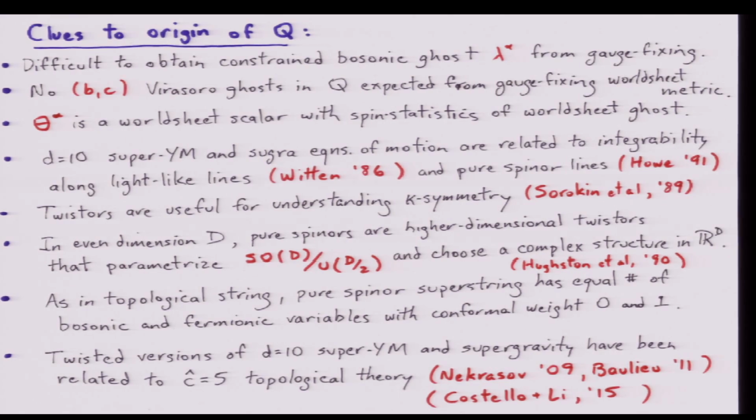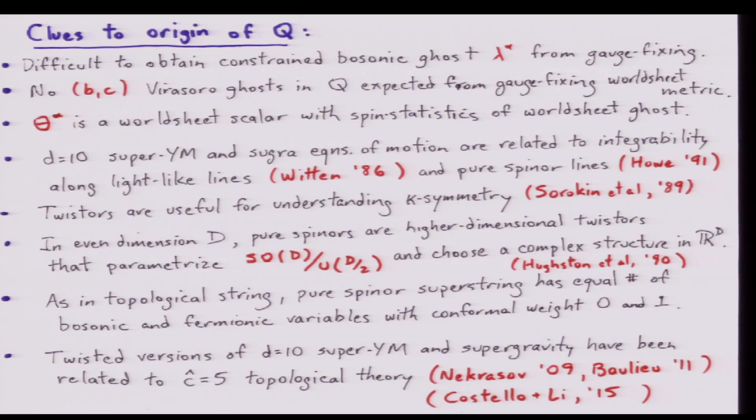Were first shown, in fact, by Witten in '86, that integrability along light-like lines gives the super Yang-Mills equations of motion and supergravity equations of motion. And Paul Howe showed that integrability of pure spinor lines. And in fact, this was the first place that twistors appeared in this approach, first for Green-Schwarz and also for pure spinors, and was later shown by Sorokin and many collaborators to be useful for understanding this kappa symmetry.